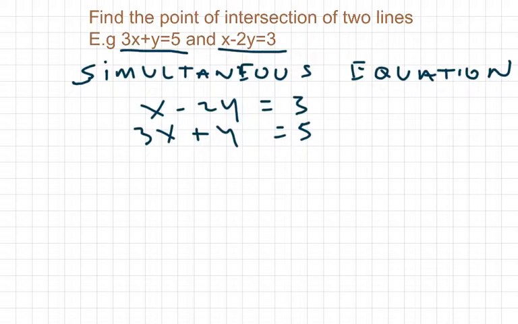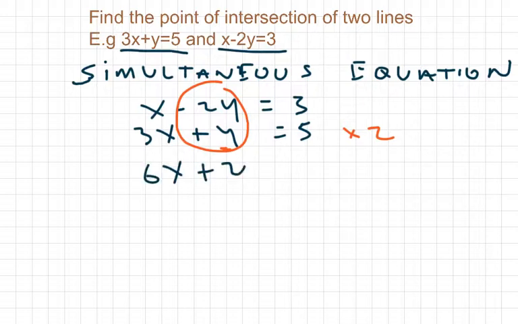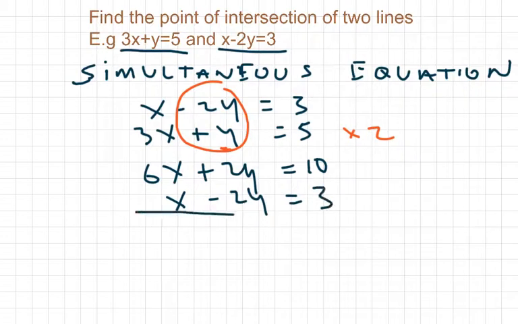I can choose what to do. I'm going to multiply this line here by 2. The reason I'm doing that is it's going to turn this y into plus 2y, and then I can cancel out these two here, you see? So let's multiply this one by 2. It's going to give me 6x plus 2y is equal to 10. Now I'm going to write down this one again underneath it: x minus 2y is equal to 3.